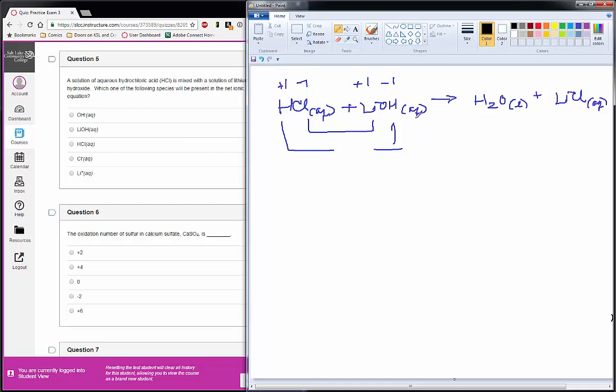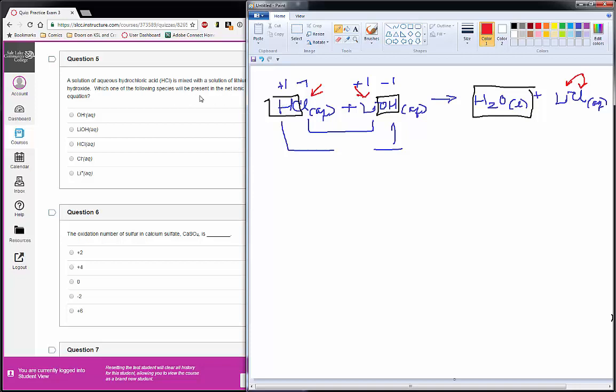You can see aqueous, aqueous, liquid, aqueous. So this is part of the net ionic equation. This is part of the net. This is part of the net. And that's a spectator. These are spectators because you've got aqueous chloride, aqueous lithium, and aqueous lithium, and aqueous chlorine still. All right, so these are my spectators. These are the parts of my net ionic equation.